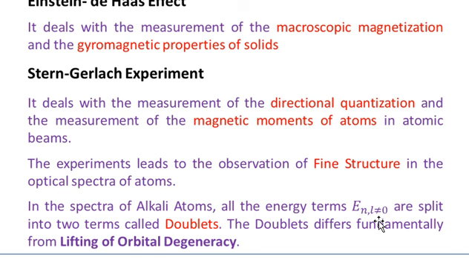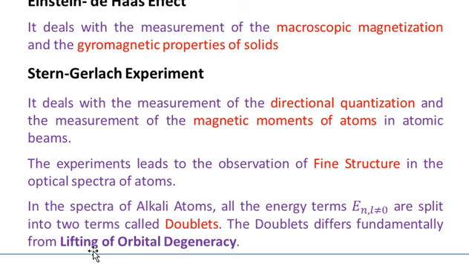And the condition is that when L is equal to 0, that level will not be split into two levels; that will remain a single level. But all the other levels in which the orbital quantum number is not equal to 0, there will be a further splitting of such levels, which we call doublets. This is what we have seen in the alkali metal atoms in the previous lecture. The doublets differ fundamentally from the lifting of orbital degeneracy.